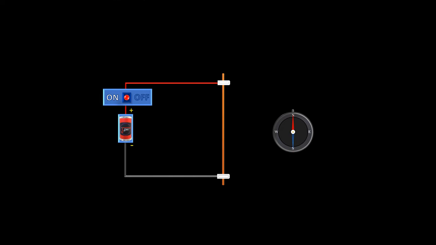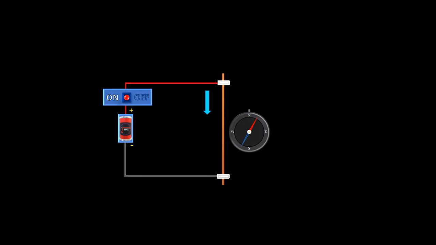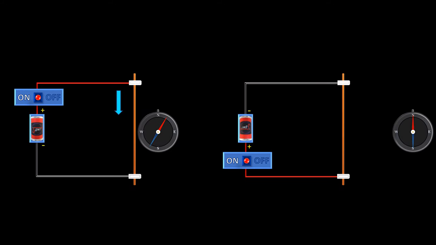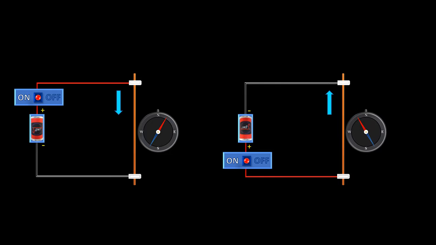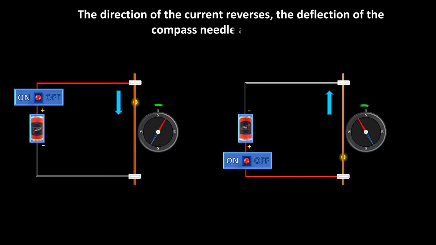If the current in the conductor is flowing in the downward direction, the compass needle deflects in northeast direction. Now, when we reverse the direction of the current in the conductor in the upward direction, the compass needle shows deflection in the opposite direction, that is northwest direction. So, we can say that as the direction of the current reverses, the deflection of the compass needle also reverses.